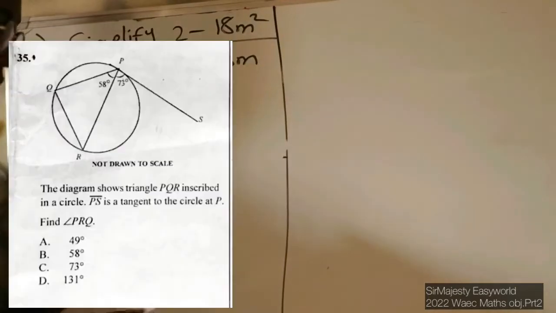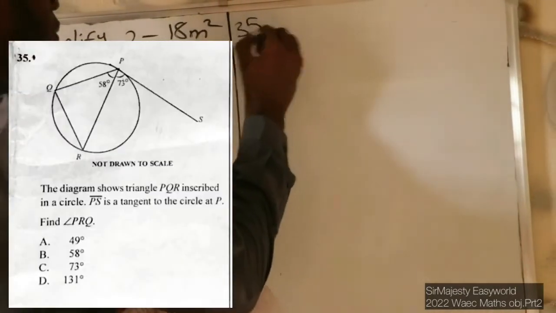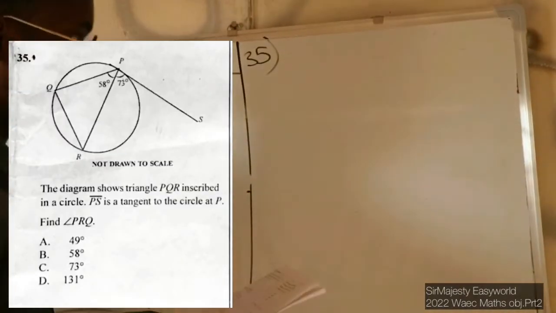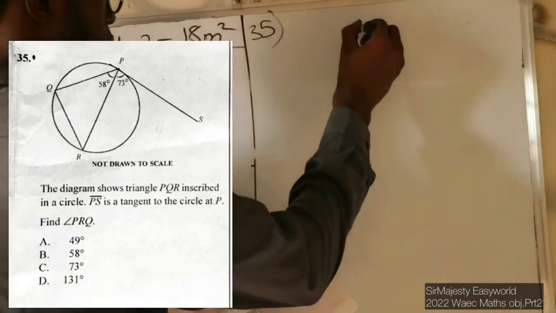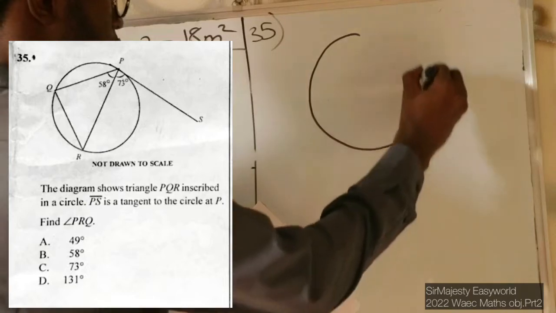Question 35. We have a circle, as you can see on the screen, a diagram that looks something like this. Let me see if I can draw it.